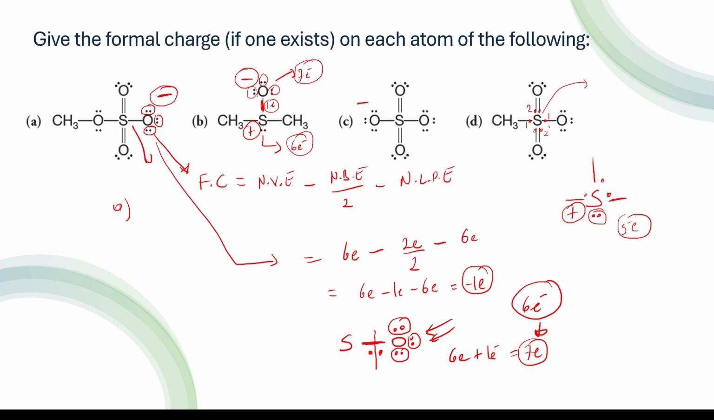In total, this sulfur is surrounded by 6 electrons, and sulfur has 6 valence electrons in the neutral state. That's the reason why we have 0 formal charge. But this oxygen has a negative 1 formal charge. If you follow either way, you will end up with the same result.